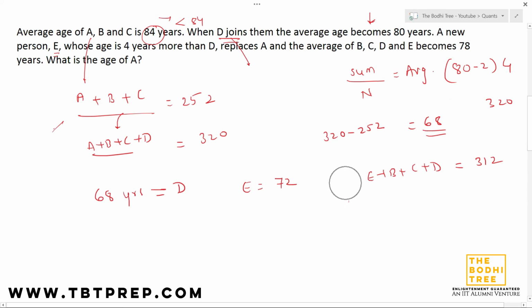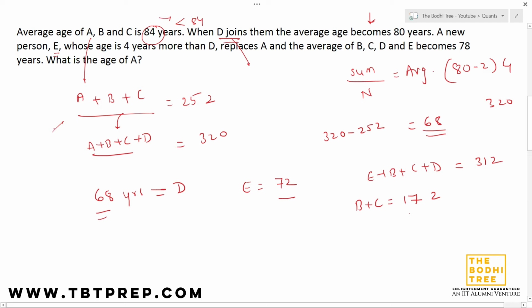So I know the value of E, I know the value of D, right? I'll substitute and I'll get the sum of B plus C. So 72 plus 68 is nothing but 140. So B plus C is nothing but 312 minus 140, which is 172. So B plus C is 172.